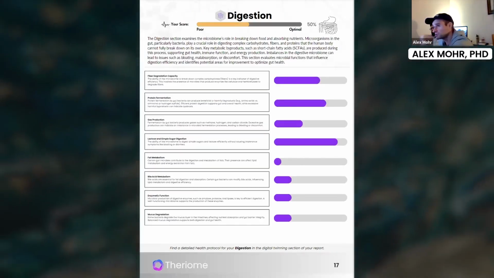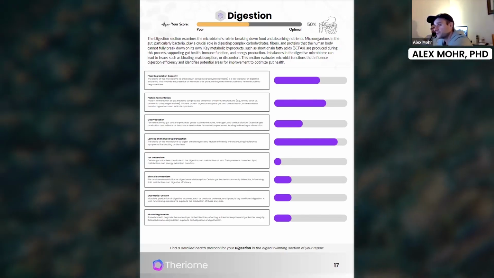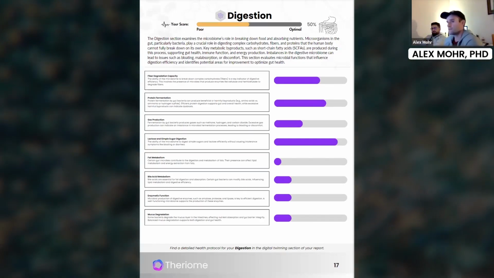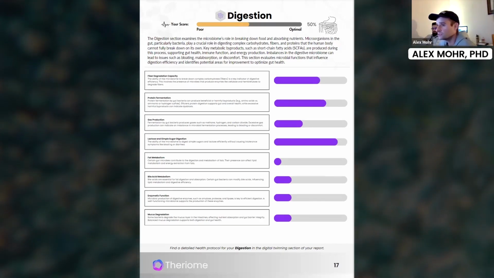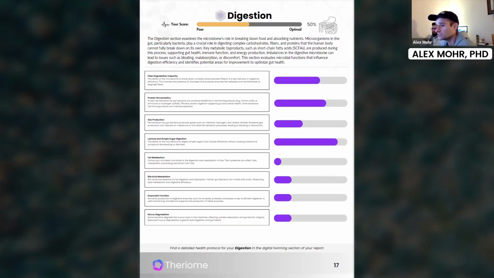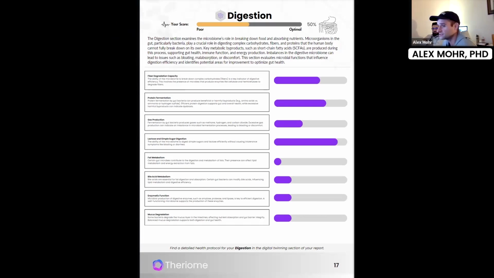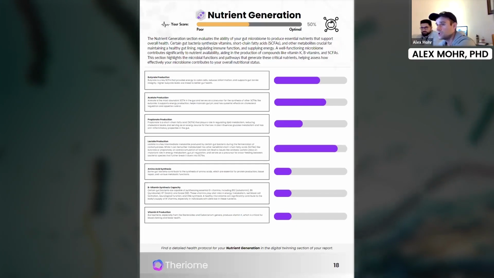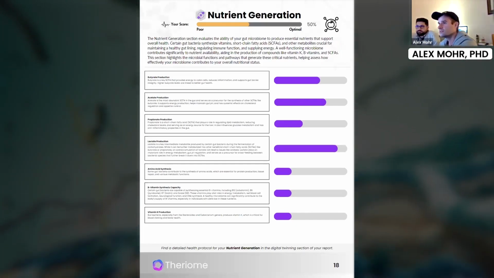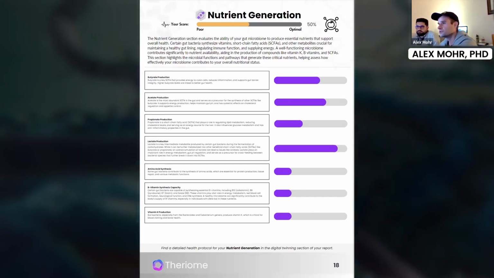Here we have digestion score, similar to what we had previously. We have these sliding bar charts. We have all the important functionalities such as fiber degradation, protein fermentation, gas production, lactose and simple sugar digestion, fat metabolism, bile acid metabolism, enzymatic function, and mucus degradation. From here, I know it's a little similar, but I think it's important to break these out.